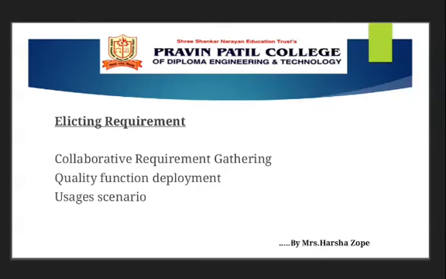Quality function deployment is a quality management technique which translates the customer needs and wants into technical requirements. This technique was introduced in Japan. Under quality function deployment, there are three types of requirements. First is normal requirement, second is expected requirement and third is exciting requirement.